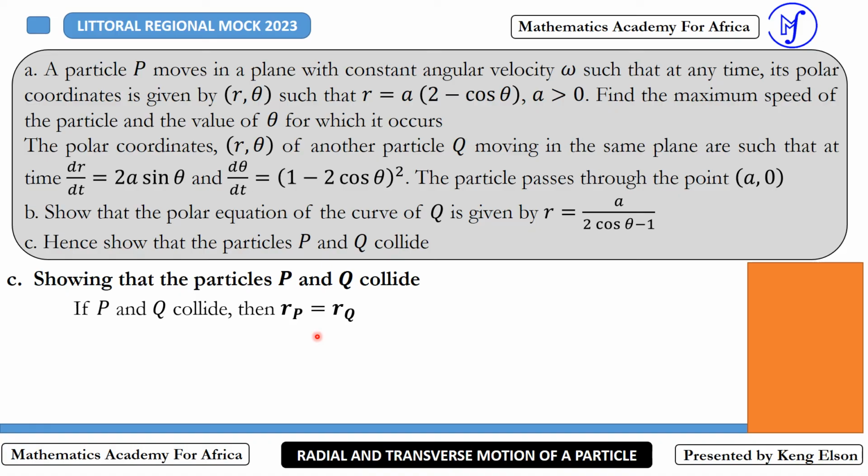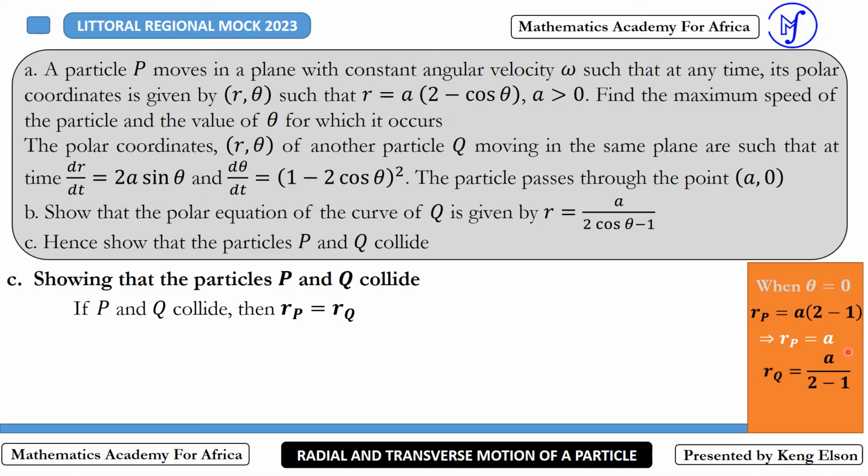At that particular point, their r values are the same, as well as the theta values. So we can just observe that when theta is equal to 0, then our r_P is equal to A times (2 minus 1). Because when theta is 0, this is r of P. We have A times (2 minus cos 0). The cos 0 is 1, so we have 2 minus 1. So our r_P will be equal to A.